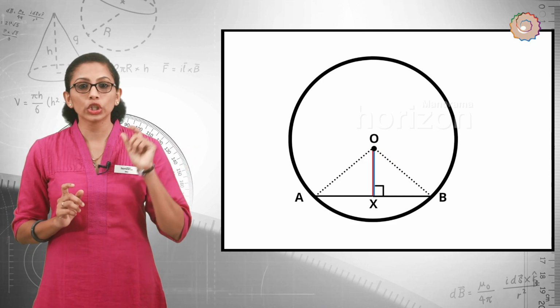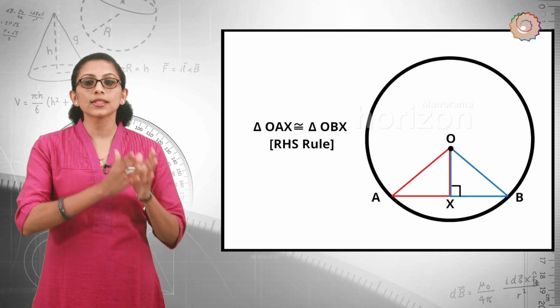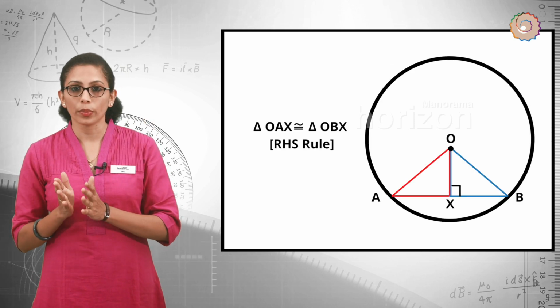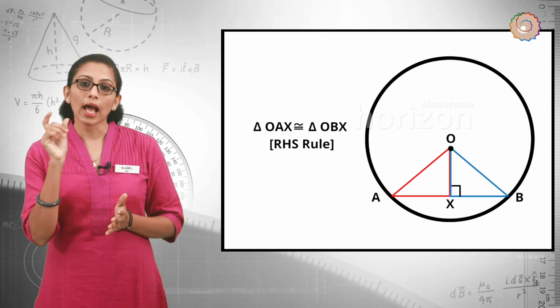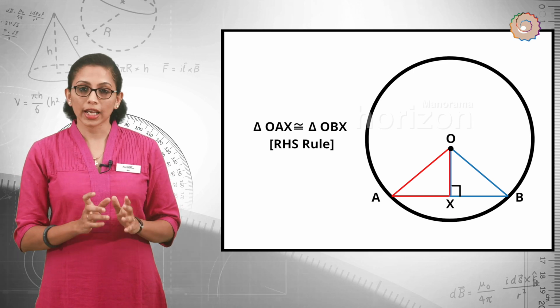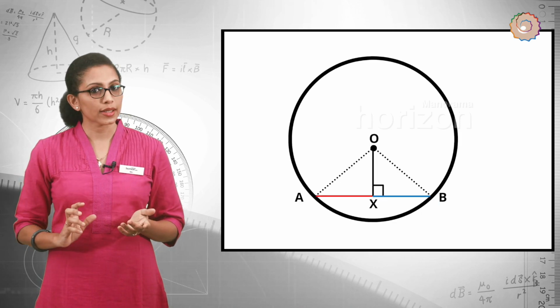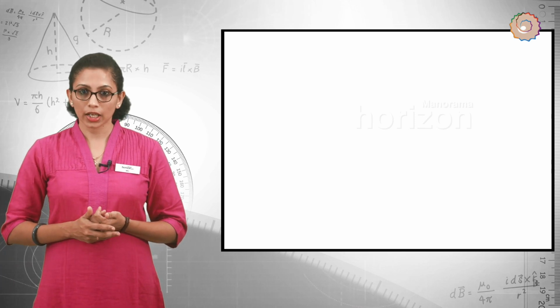Now OX is equal to OX. It's a common side. So triangle OAX is congruent to triangle OBX by RHS rule. That is right angle hypotenuse side. Therefore, by CPCT, we can say AX is equal to BX. Hence, proved.